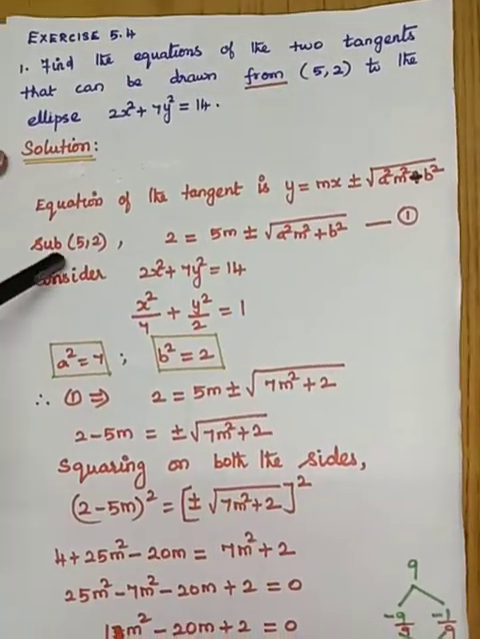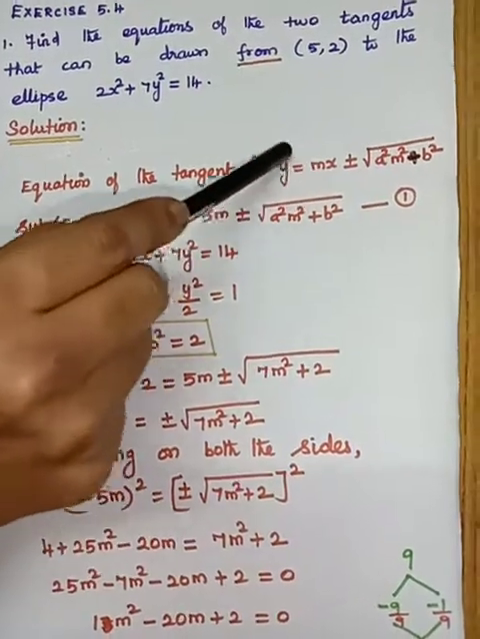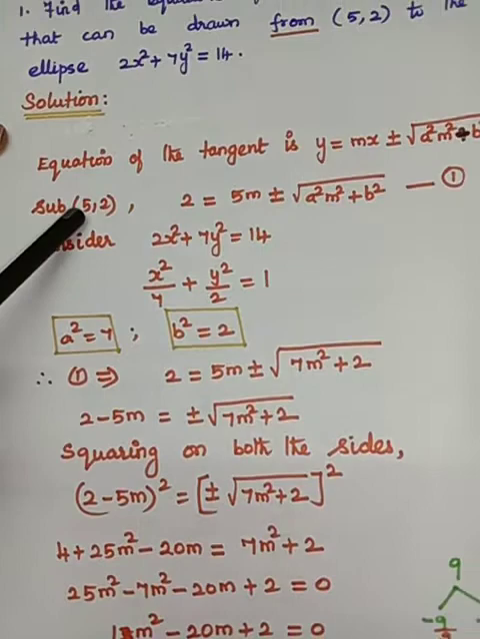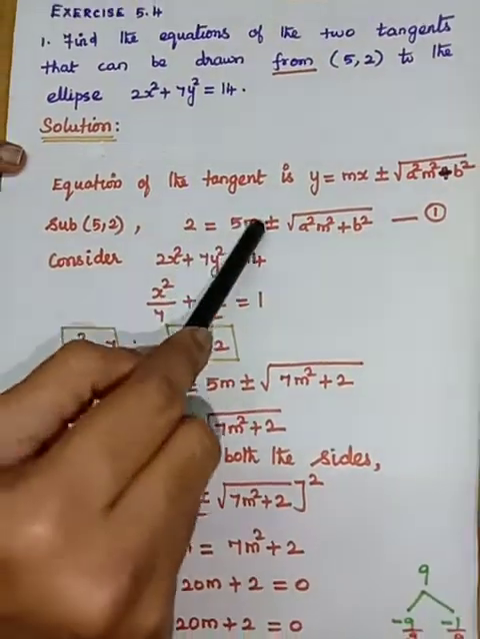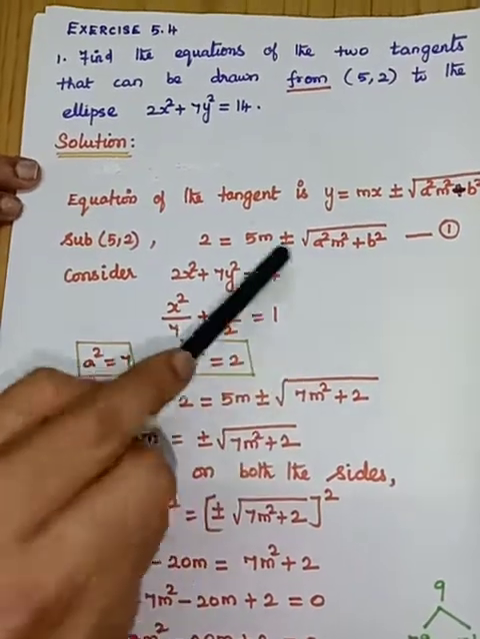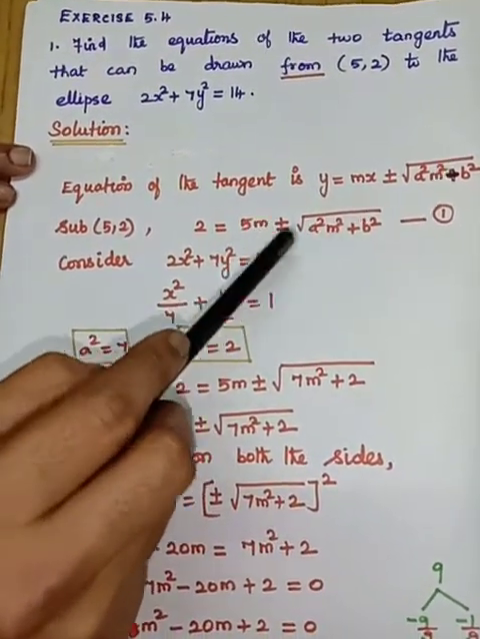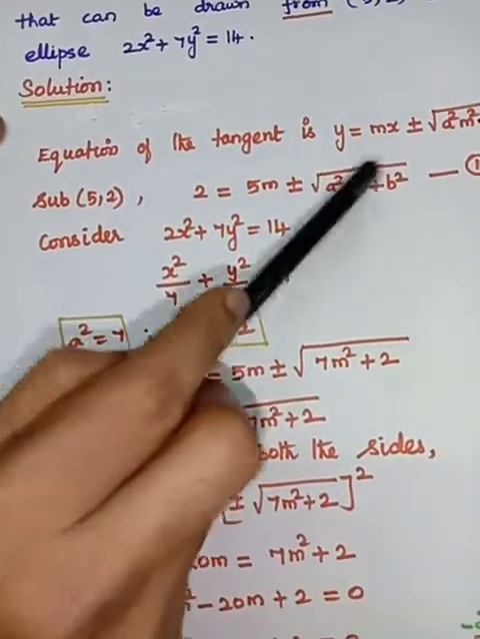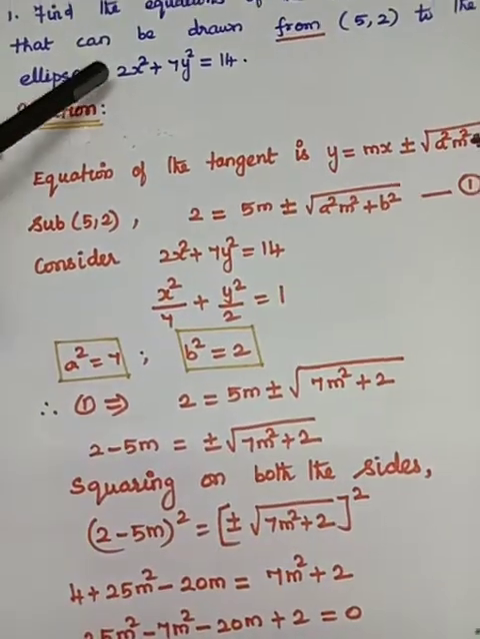So substitute this point in this equation. In the place of y you have 2, and in the place of x you substitute 5. So 2 is equal to 5m plus or minus square root of a squared m squared plus b squared. In this you have to find what a squared and b squared are. That has to be taken from the ellipse equation.